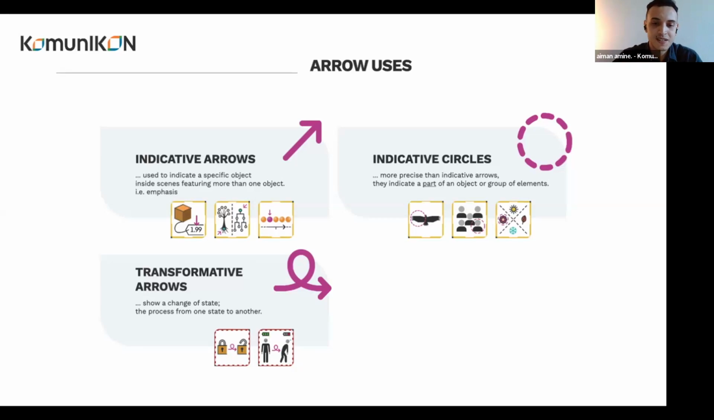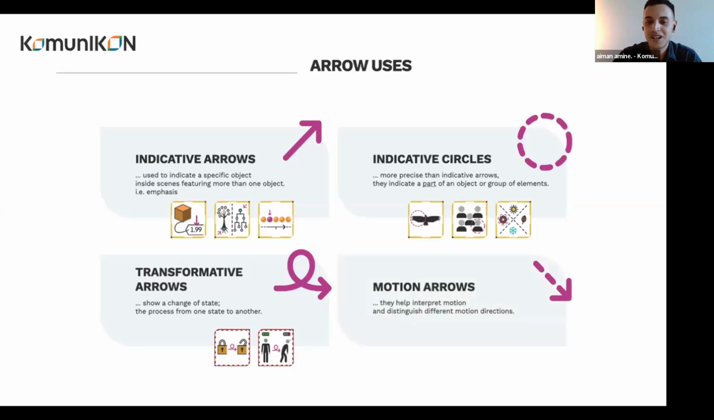Same can be seen in the second icon, which is the icon of to tire or to get tired. So the first state is being fully energized. The second state is getting tired. And the arrow shows the process of going from the first state to the second.